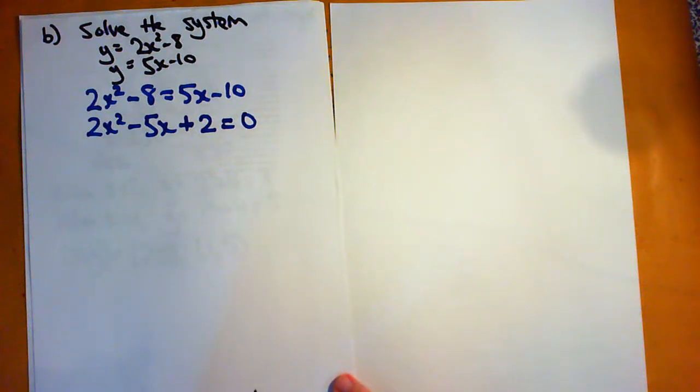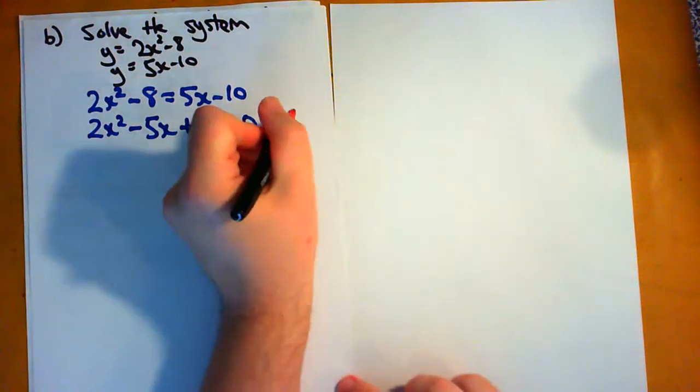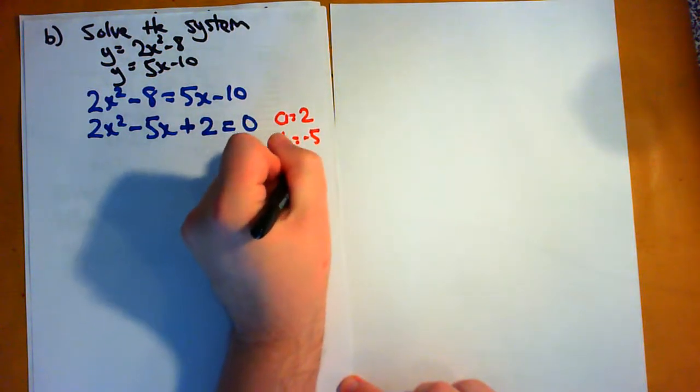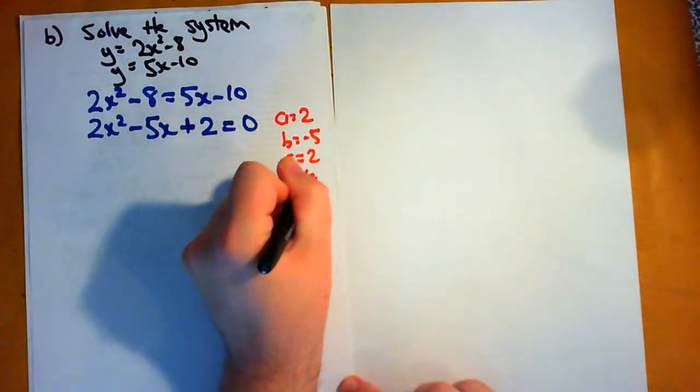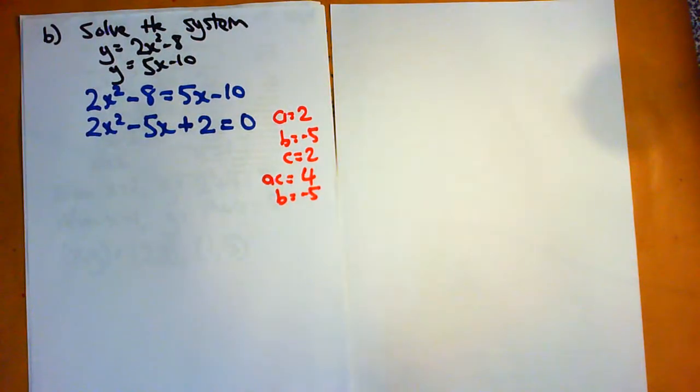This one does factorise. We could do our systematic thing if we wanted to. So what's our A? A equals 2. So we've got A equals 2, B equals negative 5, and C equals 2. AC is 4, B equals negative 5. Okay, so we're looking for two numbers that add to negative 5, but they multiply to 4. Clearly the two numbers that we want are negative 4 and negative 1, because negative 4 times negative 1 is positive 4, and negative 4 plus negative 1 gives us negative 5.